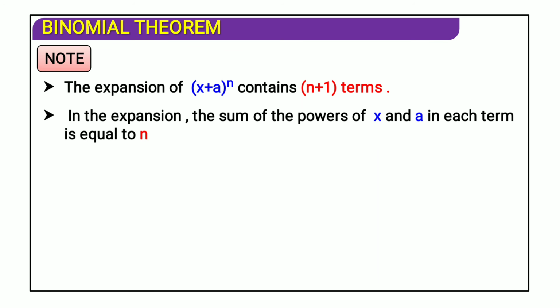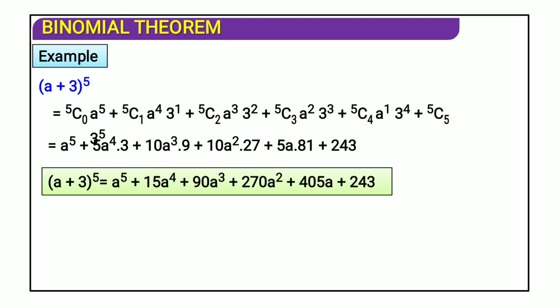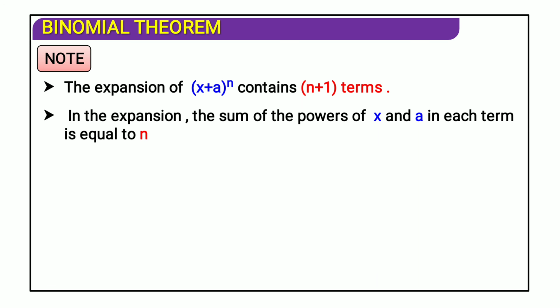See here, this is a to the power 5, 3 to the power 0. Now the sum of the powers is 5. This is 4 plus 1 is 5. Here it is 4 plus 1 equal to 5. 3 plus 2 is again 5. 2 plus 3 is 5. 1 plus 4, the sum is 5. 5 plus 0 is again 5. That's what I am writing in the next slide. So in x plus a to the power n, the addition of the powers of x and a should be equal to n.